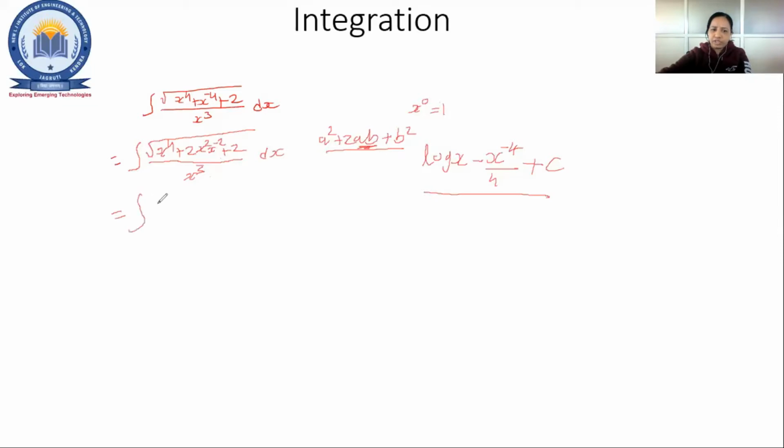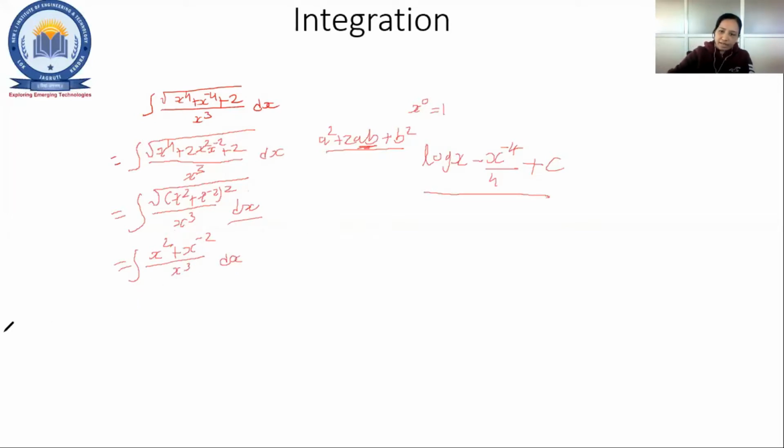It's just a simplification. You can write it as x square plus x raised to minus 2, the whole square, upon x cube. Now the dx is supposed to be there, and the under root is removed. So we have x square plus x raised to minus 2 upon x cube dx. Now it's the simple one.